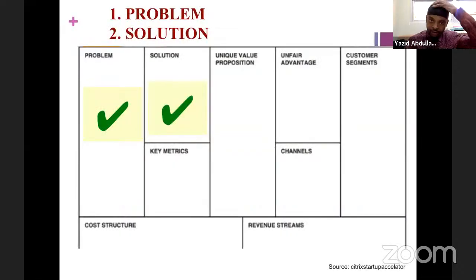Now, for us to be able to talk about the canvas, I told you the canvas has different components. We're going to start by talking about problem and solution. You can see something there written, problem and solution. Now, entrepreneurs, remember something. Entrepreneurs are problem solvers. If you want to build a startup, the first thing you should think about is, what problem am I solving for people? Because startups are problem solvers.